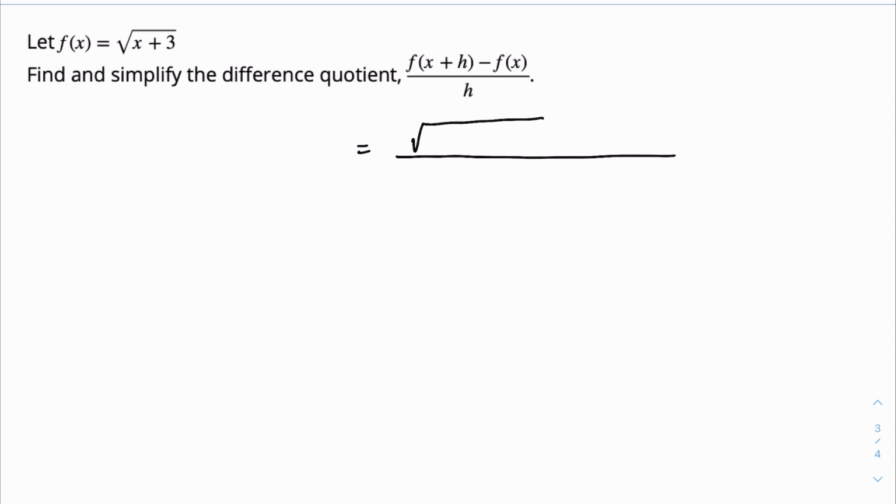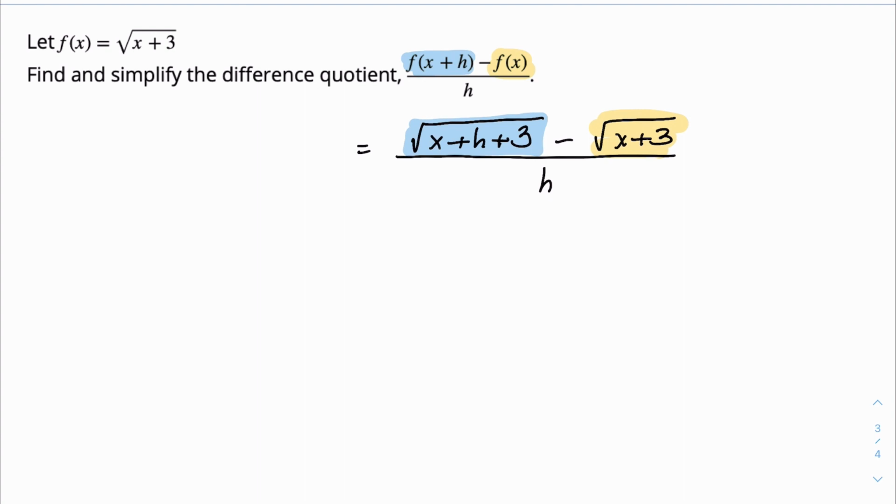Well, we were given f of x equals the square root of x plus 3, so that part just goes there. And for f of x plus h, remember that that means that we are replacing x with x plus h, which gives us, in this case, the square root of x plus h plus 3, and that's all over h.